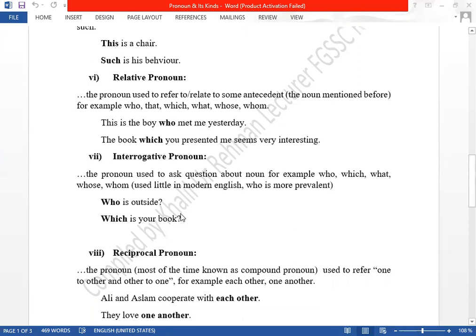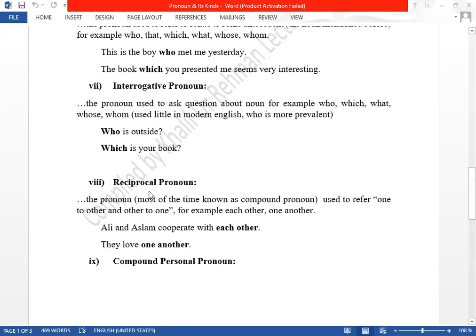Then we say, where are you working? Where is an interrogative adverb. It is not a pronoun because it is asking a question about a verb. Where are you working? Working and where, they are related. So here, where is an interrogative adverb. The student should keep the difference between the two.